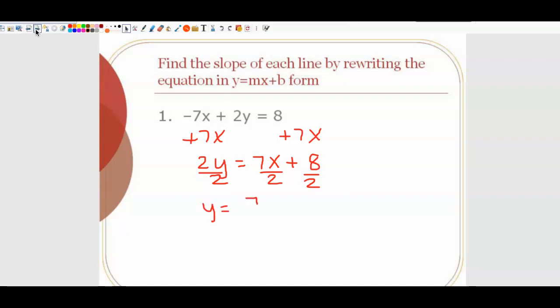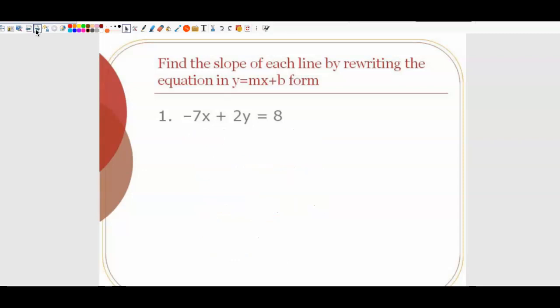So you get y equals 7 over 2x plus 4. And the slope is 7 over 2. It is what is being multiplied to the x. The x is not included in the slope. A lot of people try to write 7 over 2x. The x is not included. Your slope is 7/2.